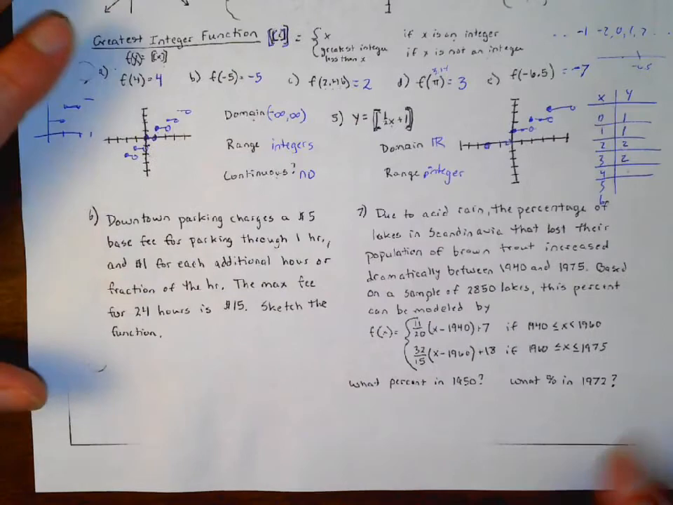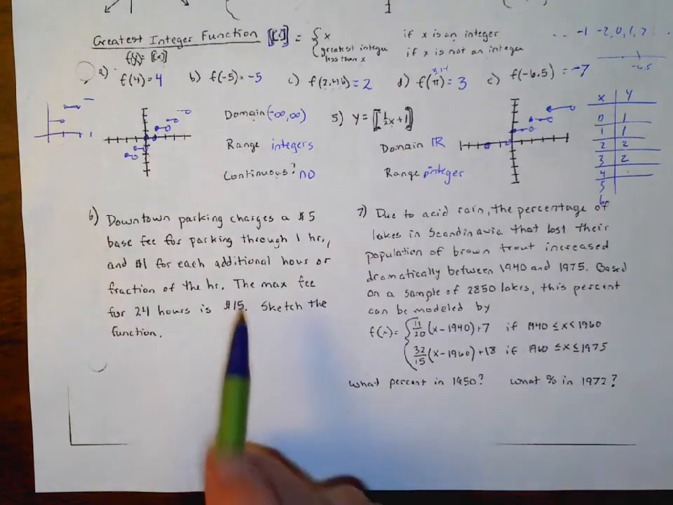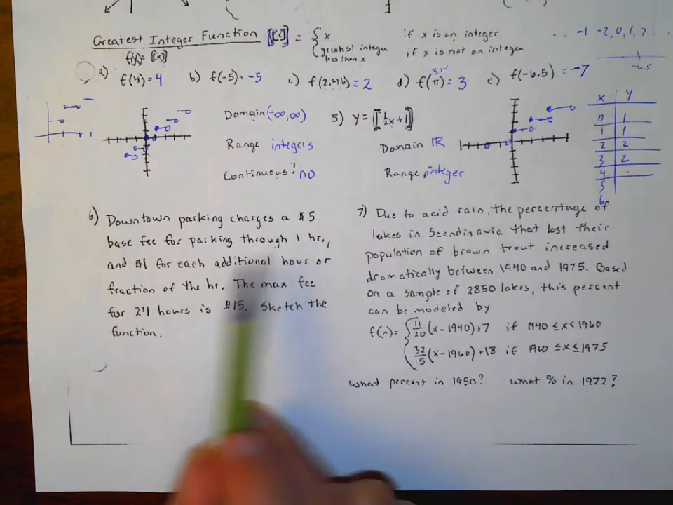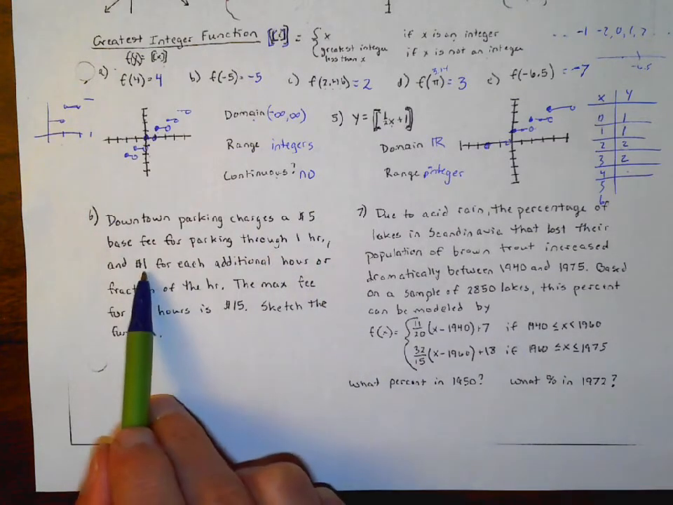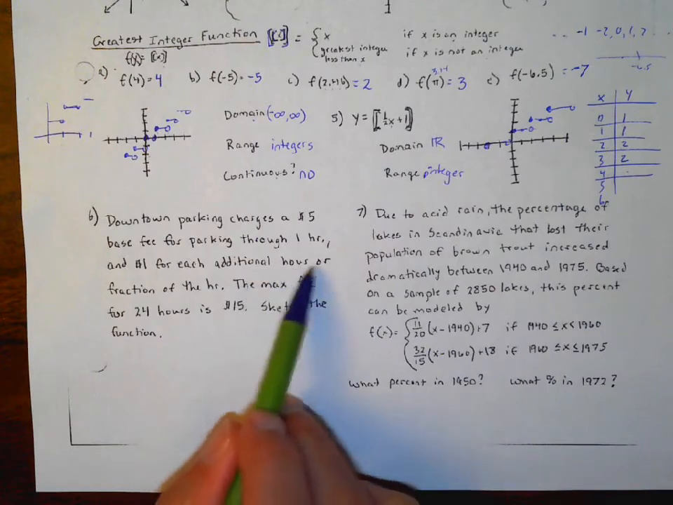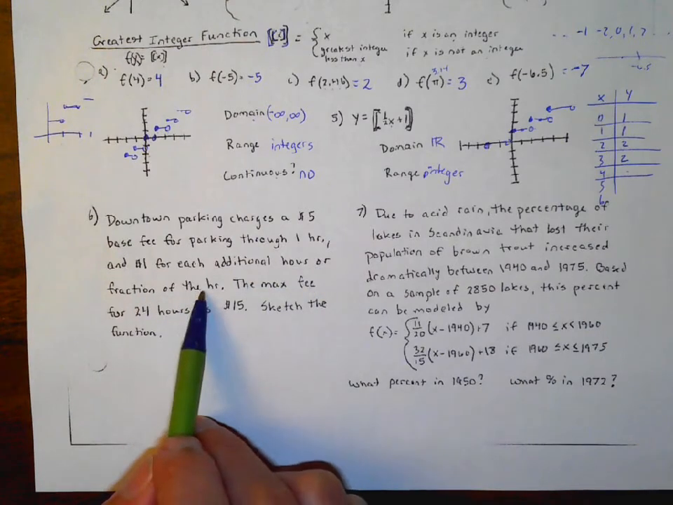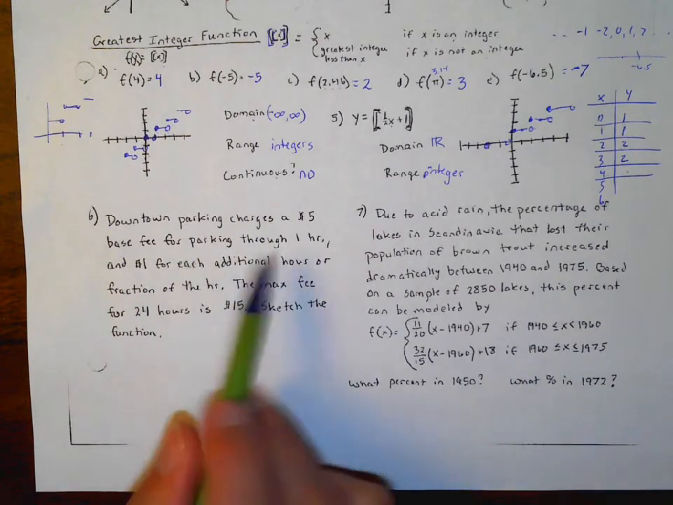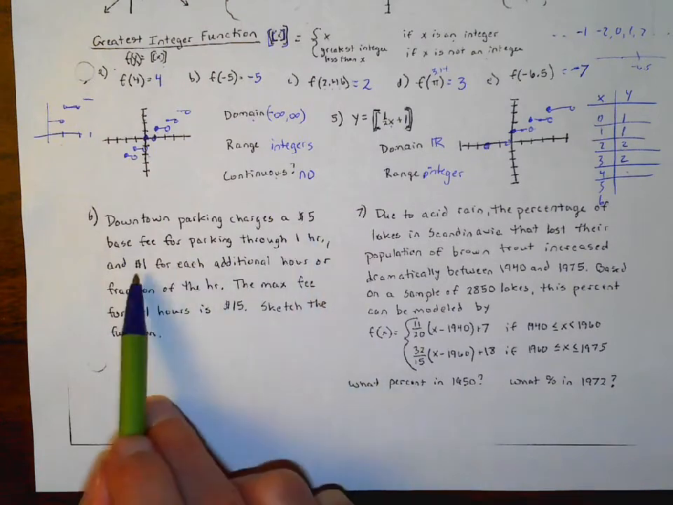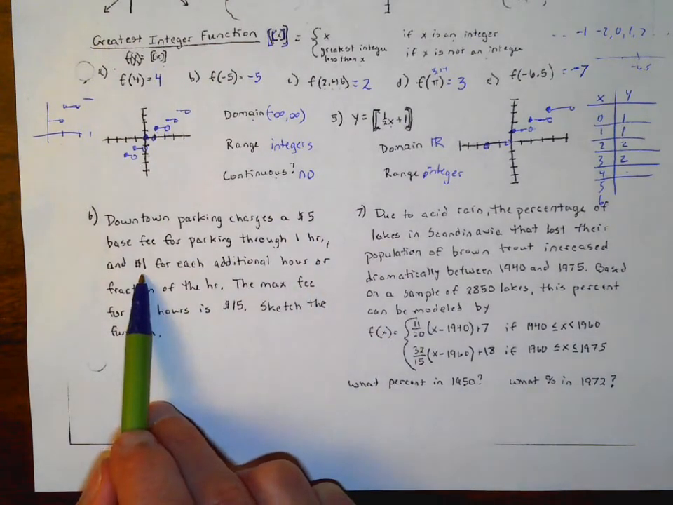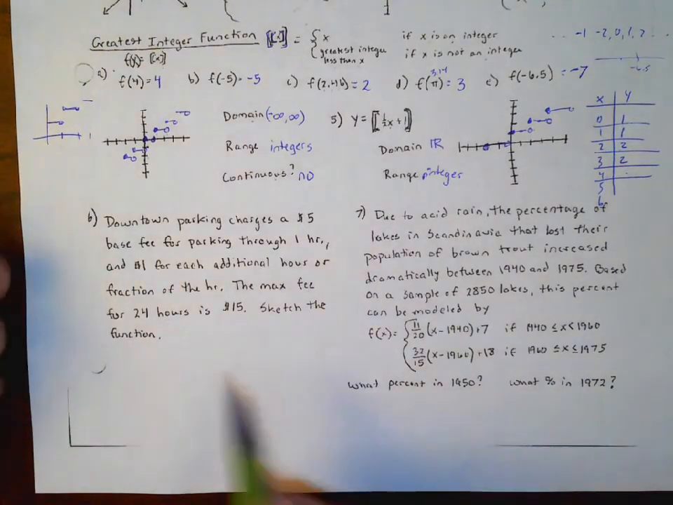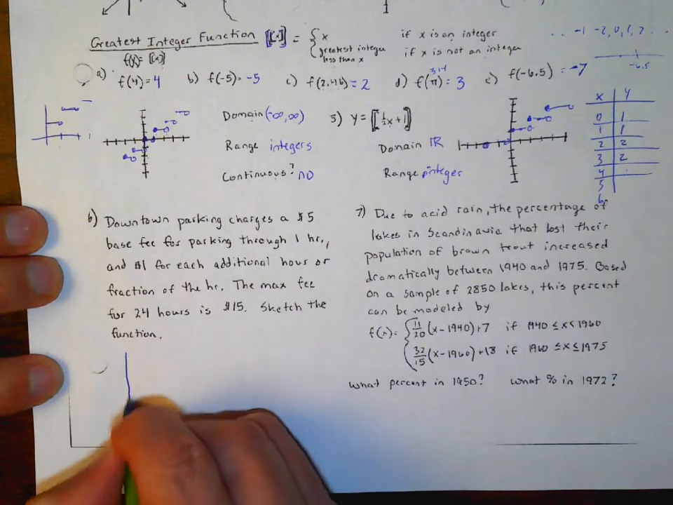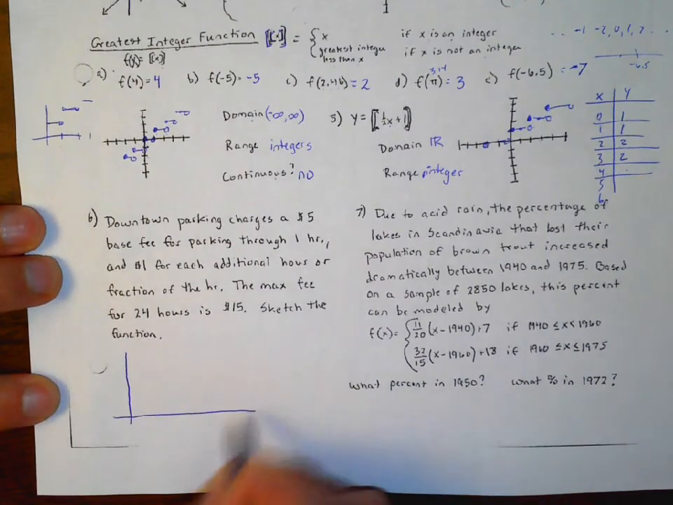Next here, word problems, you guys love these. So downtown parking, let's say they charge $5 for a base fee for parking for 1 hour. And then they charge another $1 for each additional hour or a fraction of that hour. So if you're there for an hour and a half, you pay their base plus an additional $1 for that hour. The max fee for 24 hours is $15. So you're not going to be charged more than $15 over a 24-hour period.